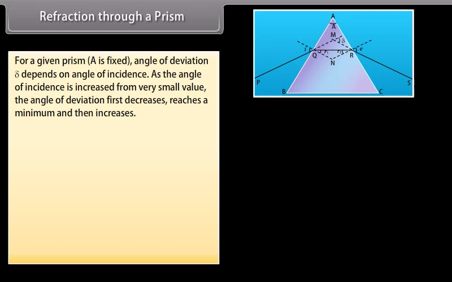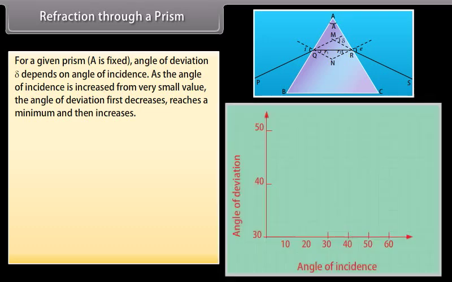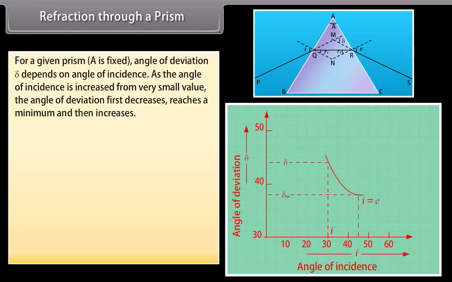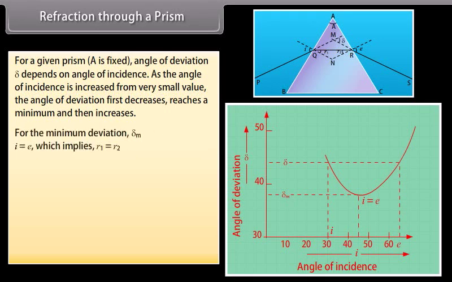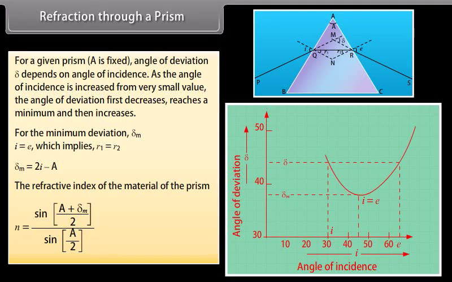For a given prism, A is fixed, and the angle of deviation delta depends on the angle of incidence. As the angle of incidence is increased from a very small value, the angle of deviation first decreases, reaches a minimum and then increases. For the minimum deviation, i is equal to e, which implies r1 is equal to r2. Delta minimum is equal to 2i minus A. The refractive index of the material of the prism, n, is equal to sine of (A plus delta minimum) by 2 divided by sine of A by 2.